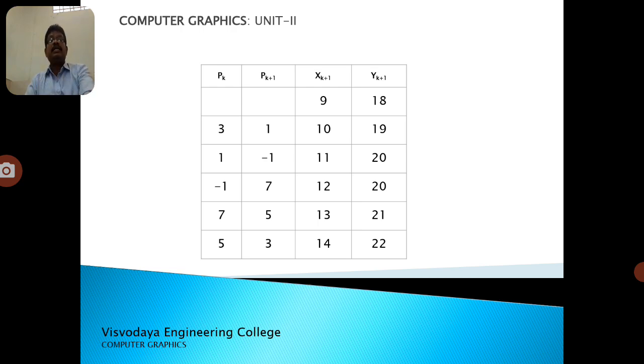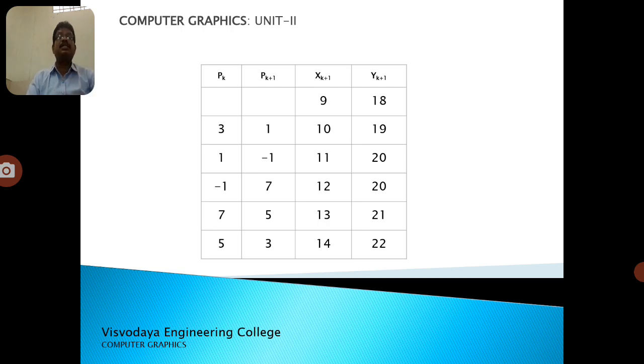So if the pk value is positive, then the next coordinate values are the incremented values, that is xk plus 1 equals xk plus 1, yk plus 1 equals yk plus 1. If it is less than 0, that is the negative values, then the x coordinate is incremented, xk plus 1 equals xk plus 1, but the yk value is taken as it is. There is no increment of the yk value if the pk value is less than 0.